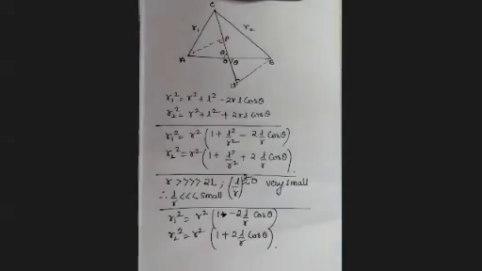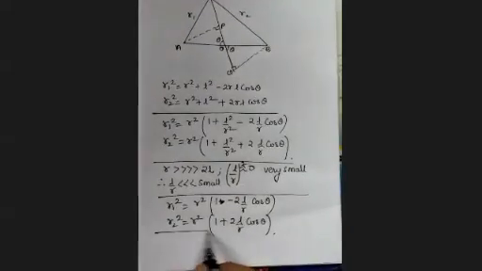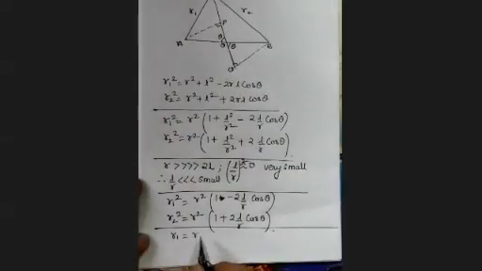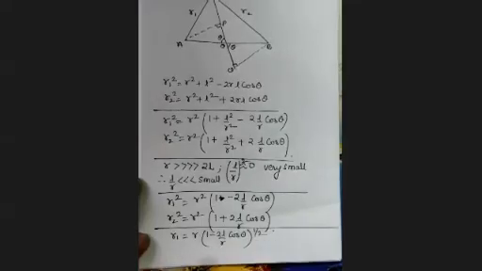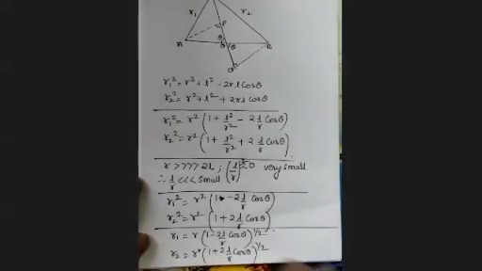कोई डाउट बेटा? सो अगर मैं टेकिंग स्क्वायर रूट ऑन बोथ द साइड्स करूंगा, सो सिंपल शब्दों में मैं यहाँ पे बोल सकता हूँ R1 will be equal to R into 1 minus 2L upon R cos theta raised to half, and R2 also equal to R into 1 plus 2L upon R cos theta raised to half.